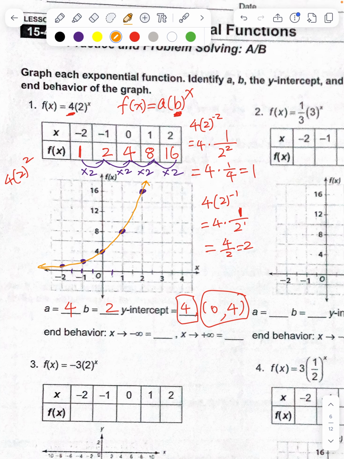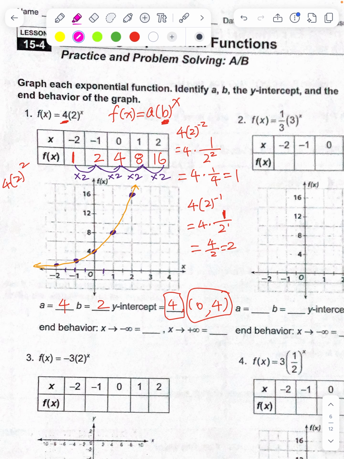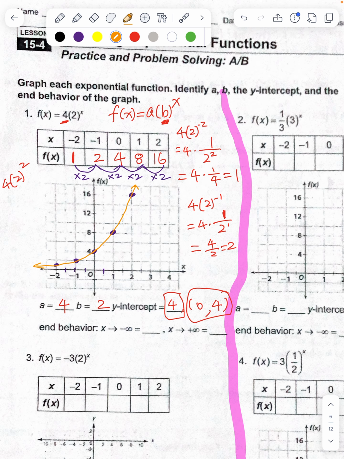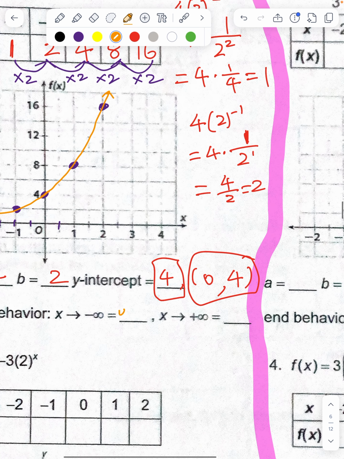So how do we answer this? Okay, let's draw a line. And the behavior when x goes to negative infinity, which is this end, right? This end is negative infinity. When x goes to negative infinity, the y value gets closer to 0. So you're going to put here y getting closer to 0.